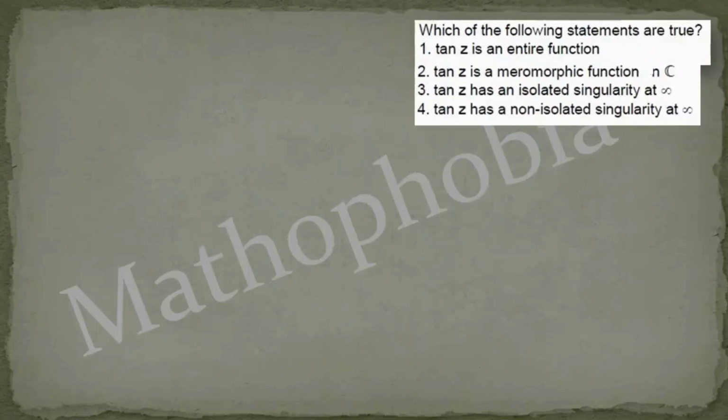Next question, which of the following statements are true? Tan z is an entire function, tan z is meromorphic function, tan z has isolated singularity, or tan z has non-isolated singularity. So இங்கே ஃபுல்லாக tan z பற்றி தான் பார்க்க போகிறோம். ஸோ tan z எப்படி எழுதிக்கலாம்? This is equal to sin z by cos z.